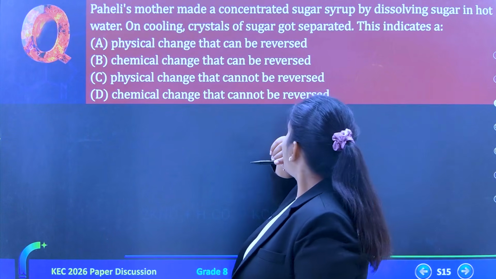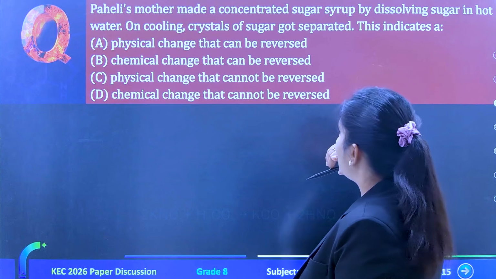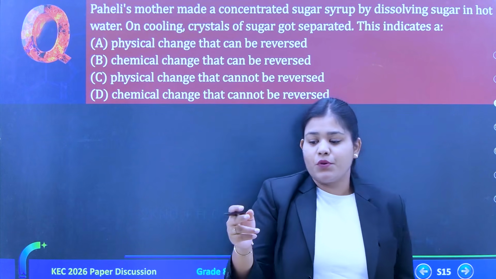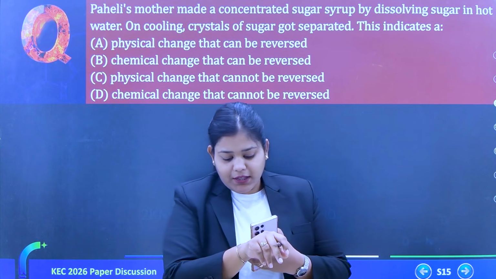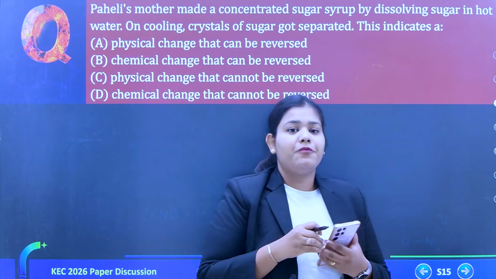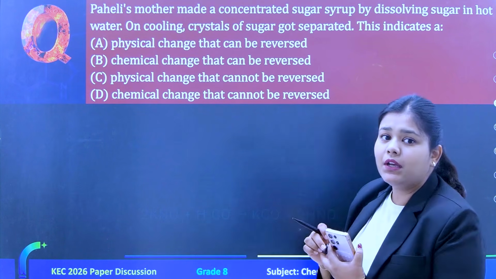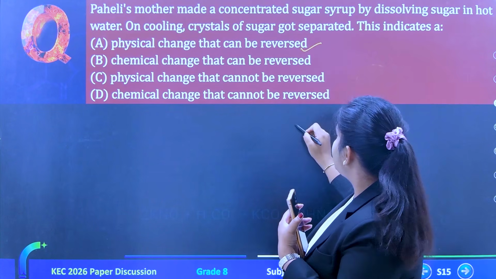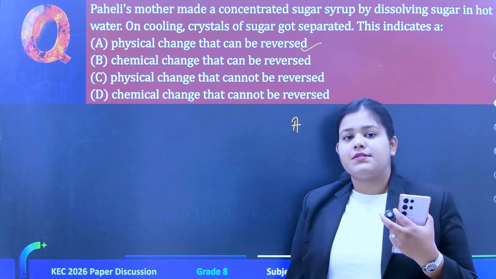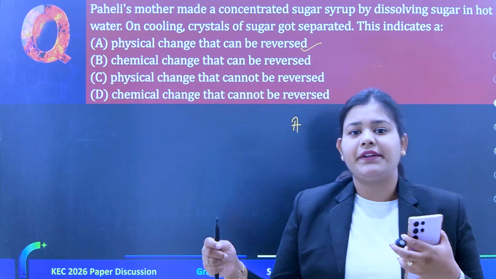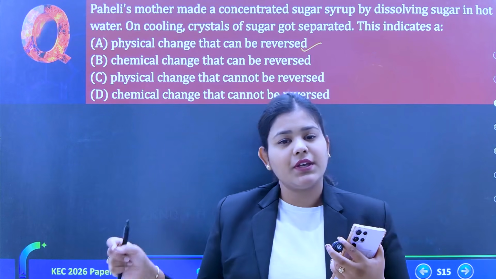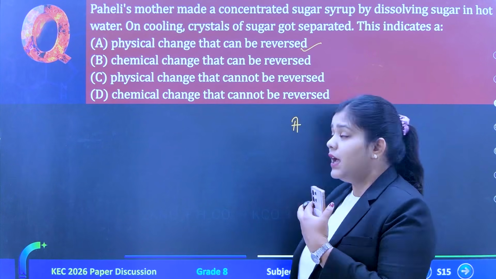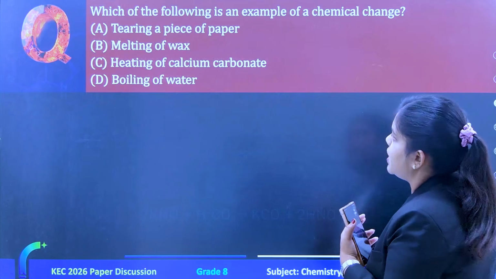Paheli's mother made a concentrated sugar syrup by dissolving sugar in hot water. On cooling, crystals of sugar got separated. This indicates that the process is reversible. If the process is reversible, then what is happening? It is a physical change and can be reversed. Option A is the correct answer because I told you sugar and water retain their properties. They do not change the composition. Hence it is a physical change, and getting sugar back is a reversible process. So physical change and reversible.